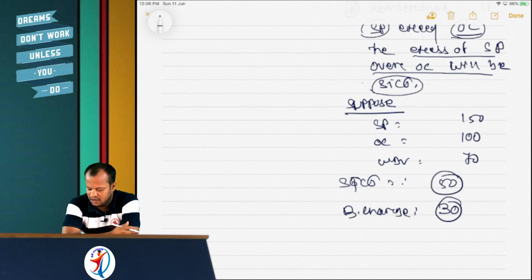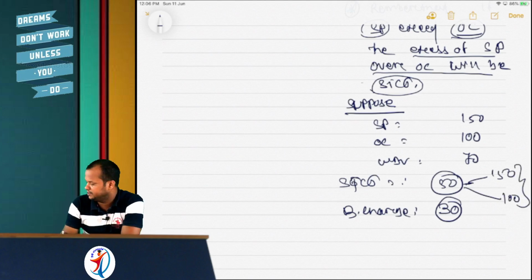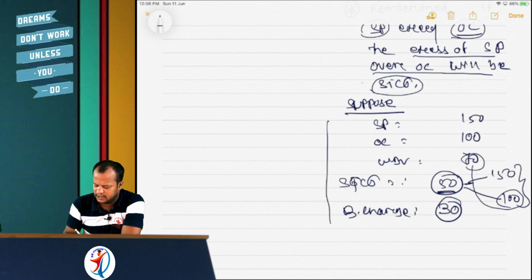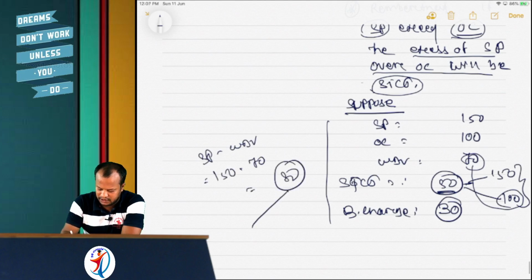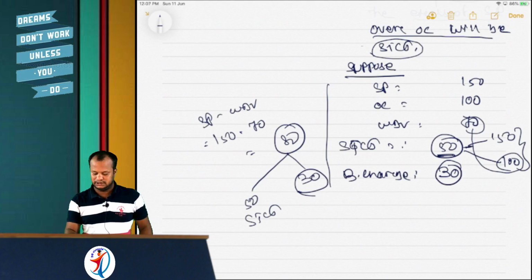Sir, how to get 30? Selling price 150, original cost 100. The excess of selling price over original cost will be 50. Alternatively, you can calculate SP minus WDV: 150 minus 70 comes to 80. Out of 80, 50 will be STCG, so balance 30 will be balancing charges.